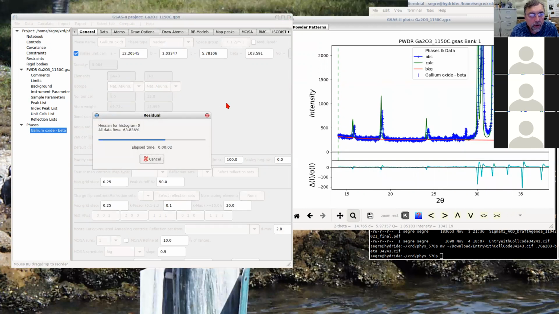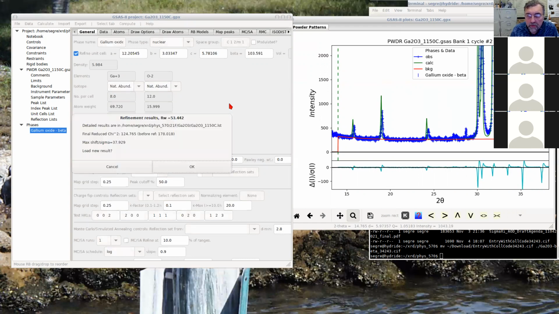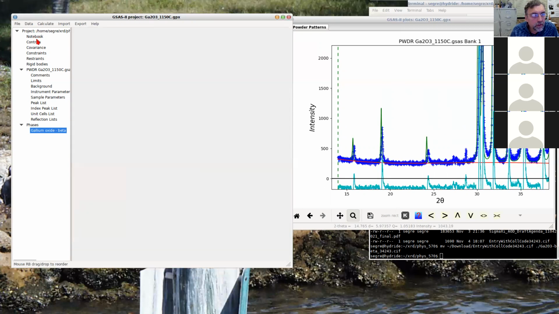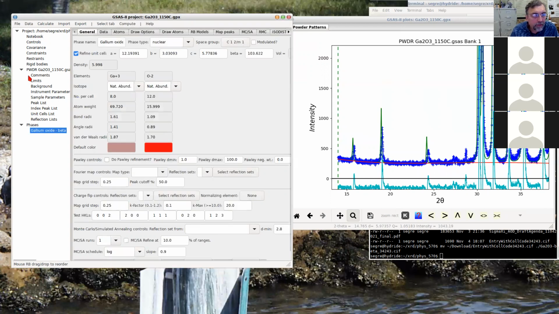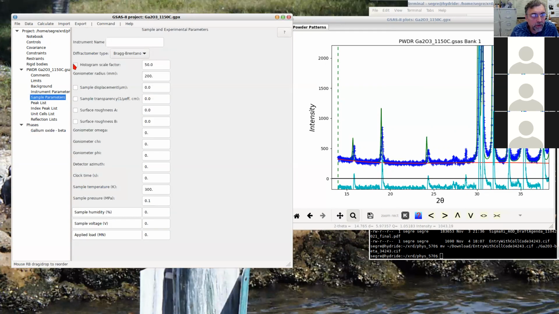And at this point, I could probably set this up to refine 10 times instead of just 3, because I know I'm not going to be too far off. So let me change the controls to refine 10 cycles. Okay, so what haven't I allowed to change? I haven't allowed the histogram scale factor. So now the last parameter is getting close.